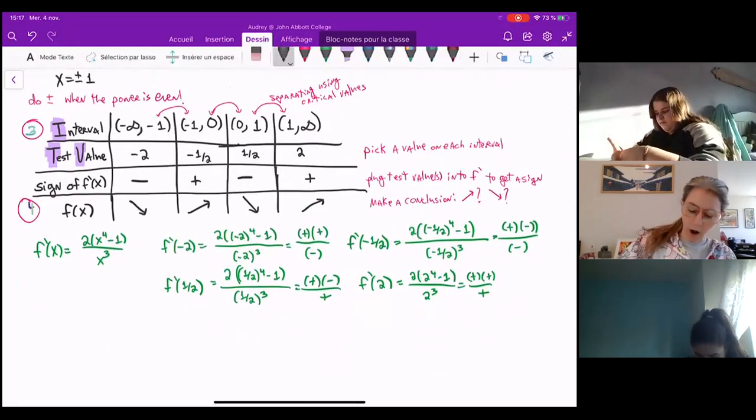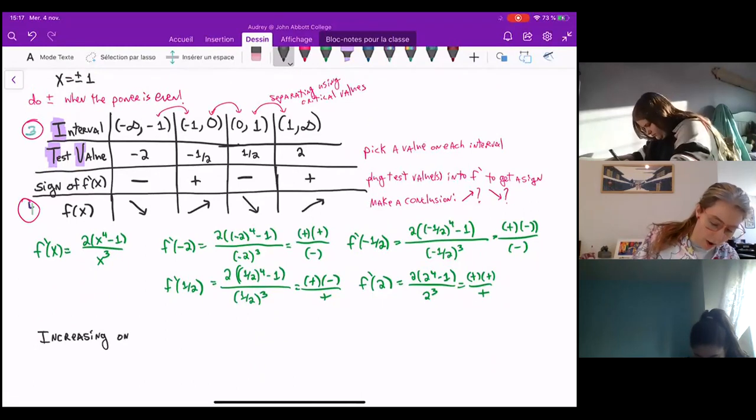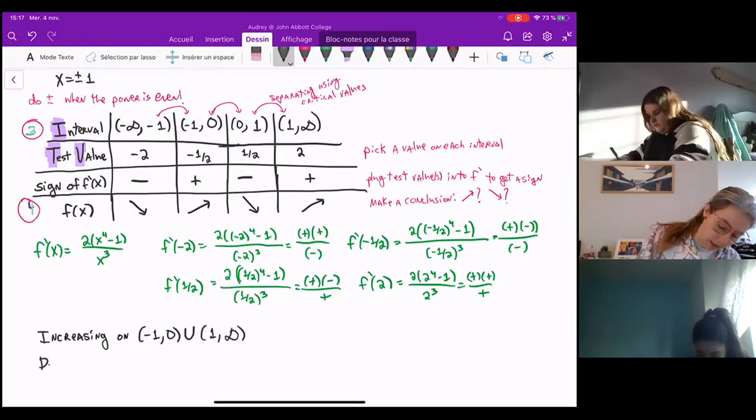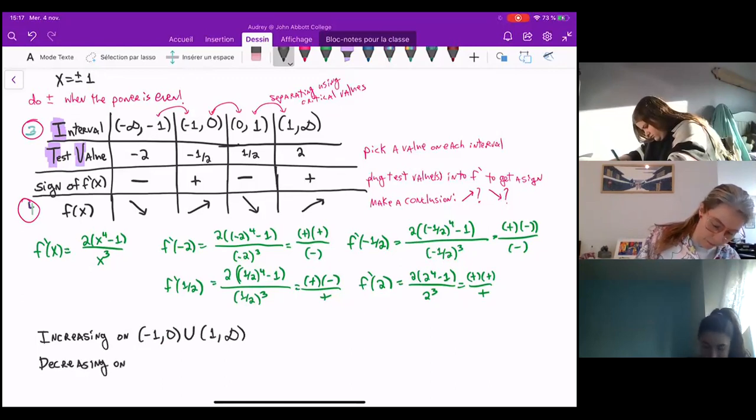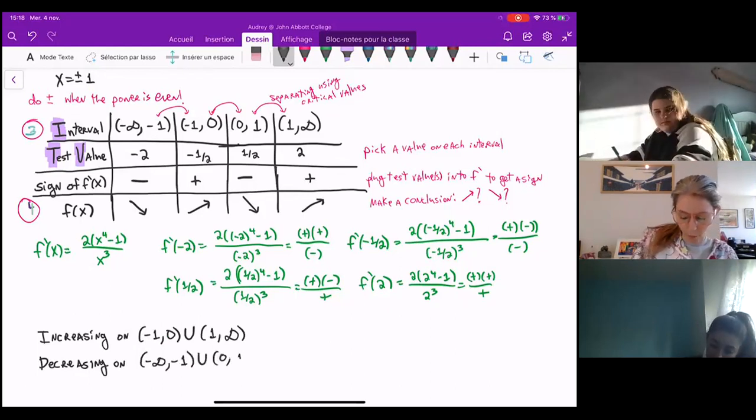So here, our final answer is that it is increasing on (-1, 0), and then we put union (1, infinity), and it is decreasing on (-infinity, -1) union (0, 1). And this is my final answer.